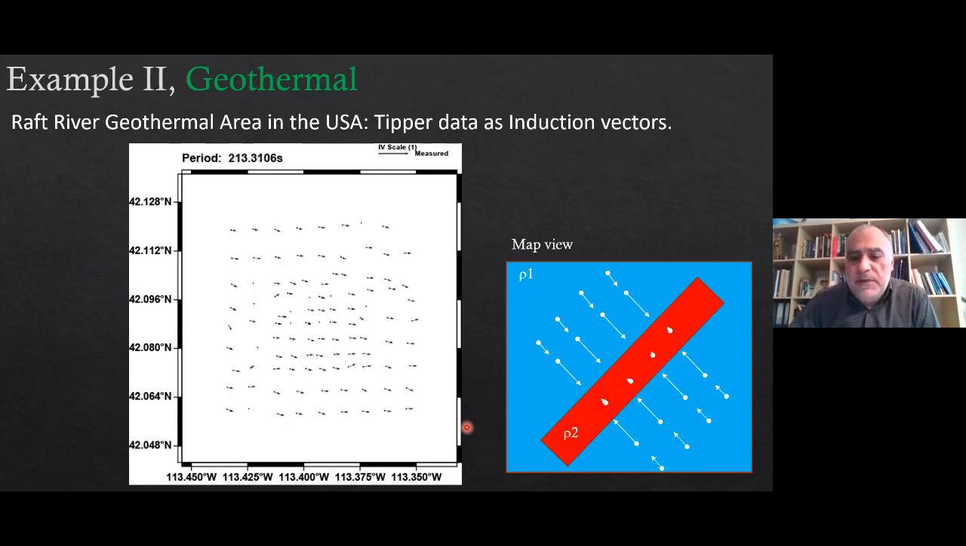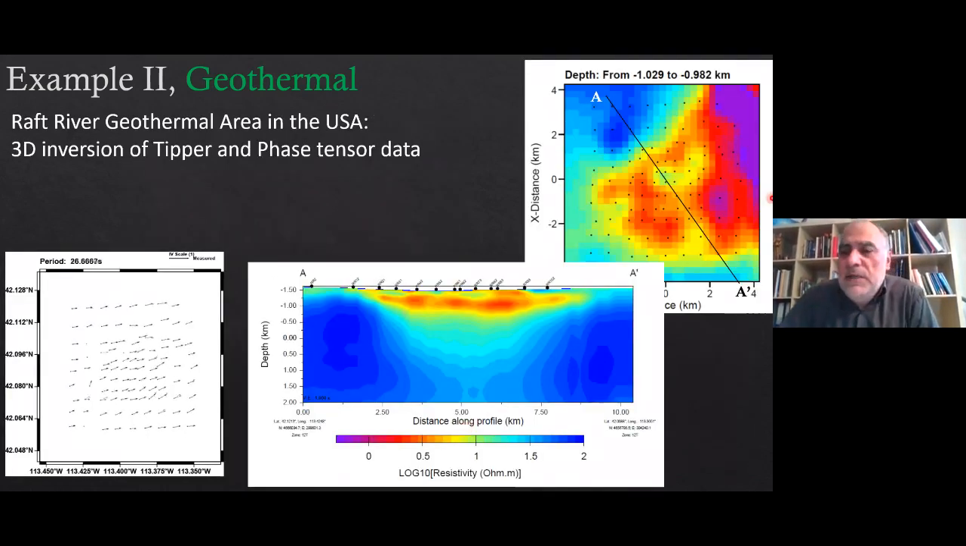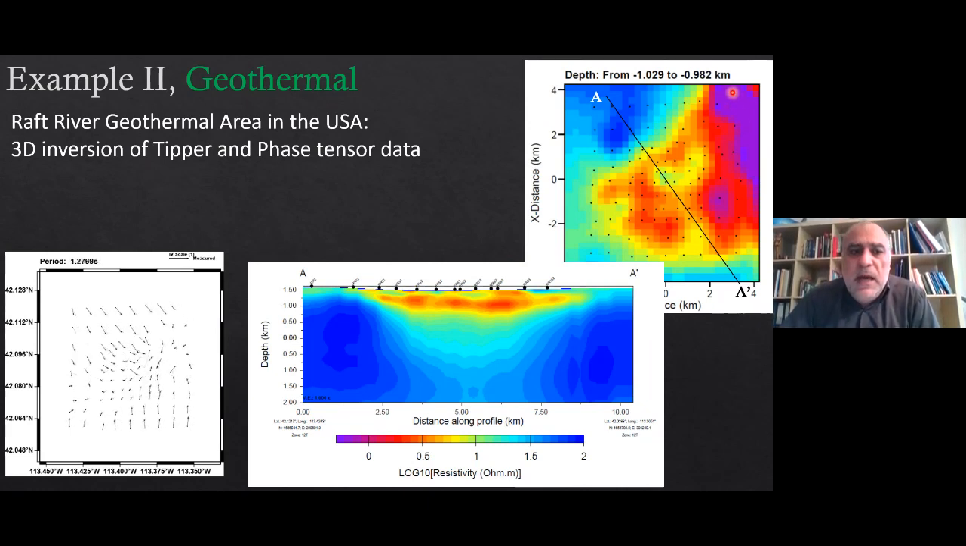Now, running a 3D inversion on this data, again, I'm showing here on the top right section at a depth of around 1 kilometer. As you can see here, this conductive anomaly is well imaged, as what we see in the induction vectors. And toward the eastern part, we start to see the top of a deeper conductive anomaly. This is consistent with the behavior of the induction vectors at long period.